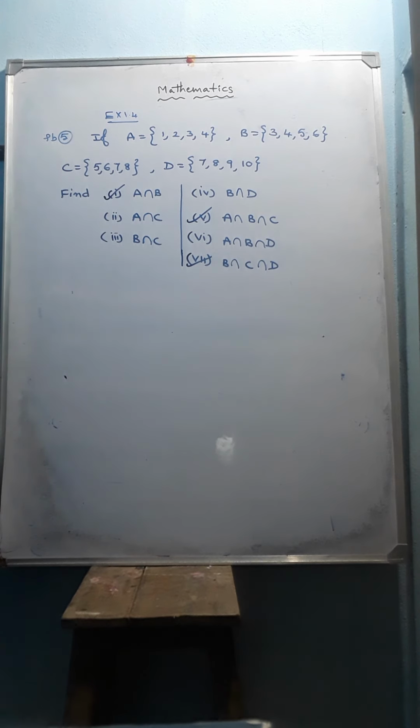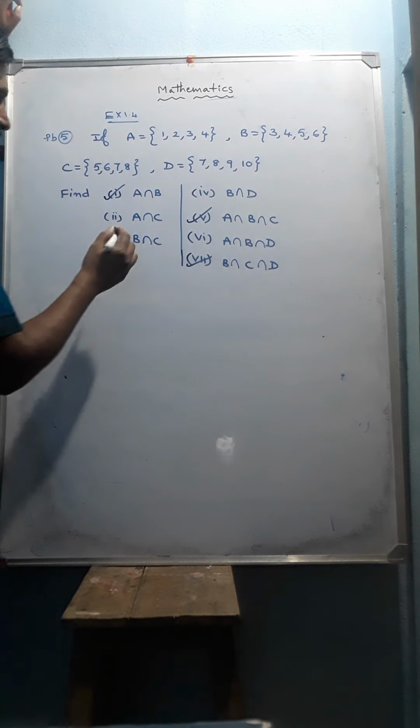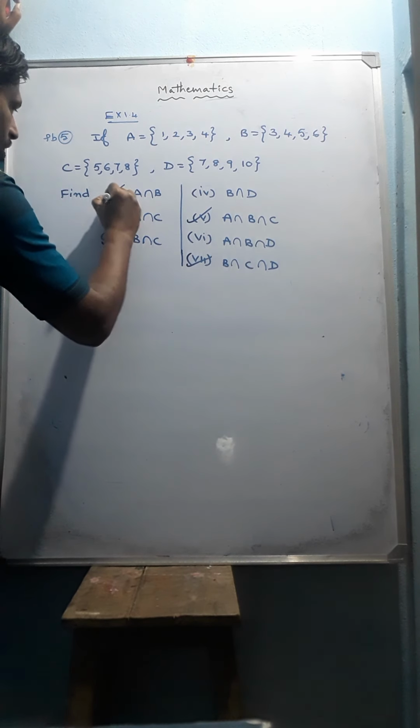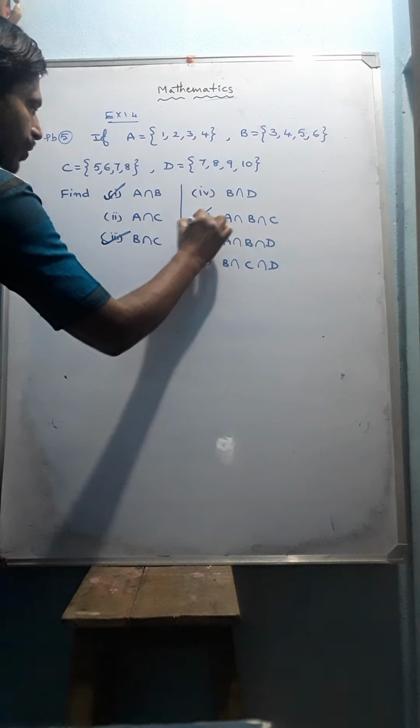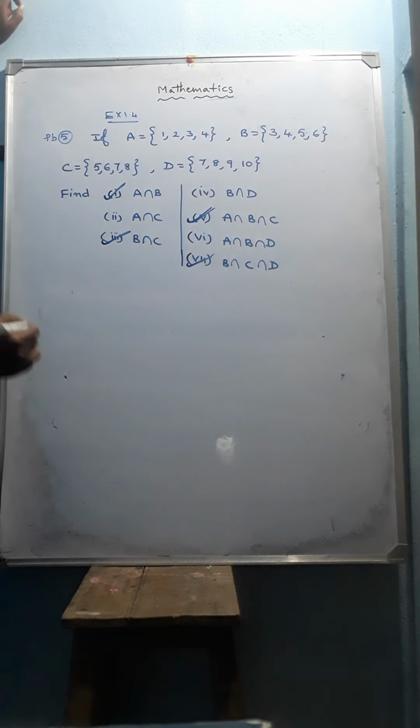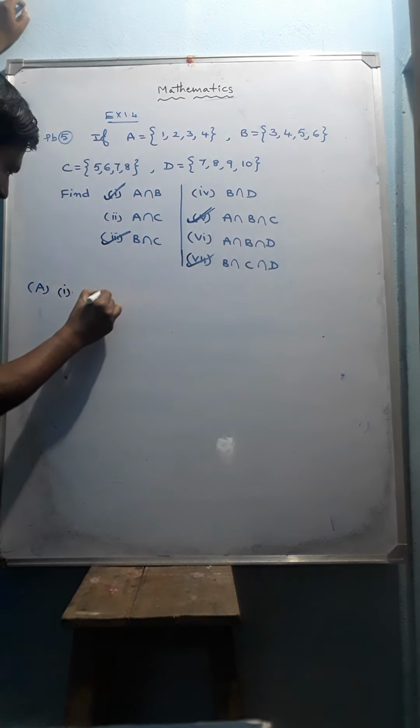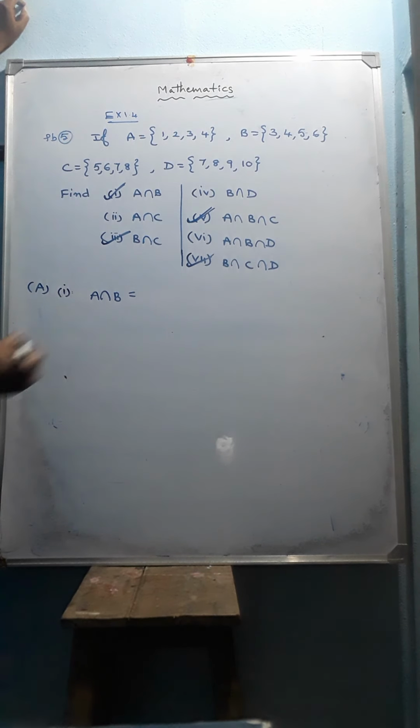So that means problem number 4 is related to union problem. Problem number 5 is related to intersection problem. Okay. So here also I will solve 4 problems. First one, third one, fifth one, seventh one I will solve. Remaining problems you can solve. So answer to the first one: A intersection B.